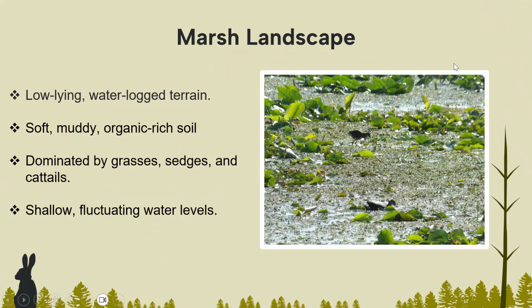The landscape of marshes is composed of low-lying, waterlogged terrain, soft, muddy, organic-rich soil. It is dominated by grasses, sedges, and cattails, and it has shallow, fluctuating water levels, which is shown pretty well by this image here. I love this image, not only because it shows the water level well, but because it has the two species of gallinule in the same picture.